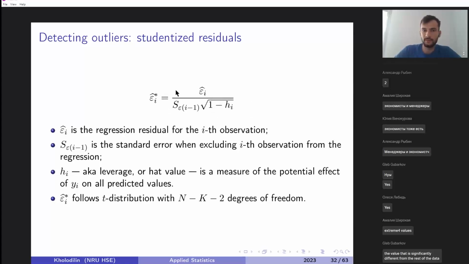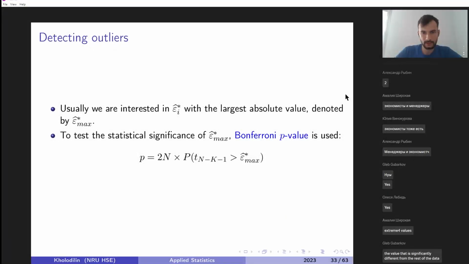So what you're interested in, you build this epsilon star i for all the observations, and then you find the highest one, meaning this exact observation might be an outlier. So this is the logic of the test on the residuals to find the outliers. And then you can build some statistics and see how it works, but you will discuss it more precisely later in econometrics. We're not going to talk about it a lot today.